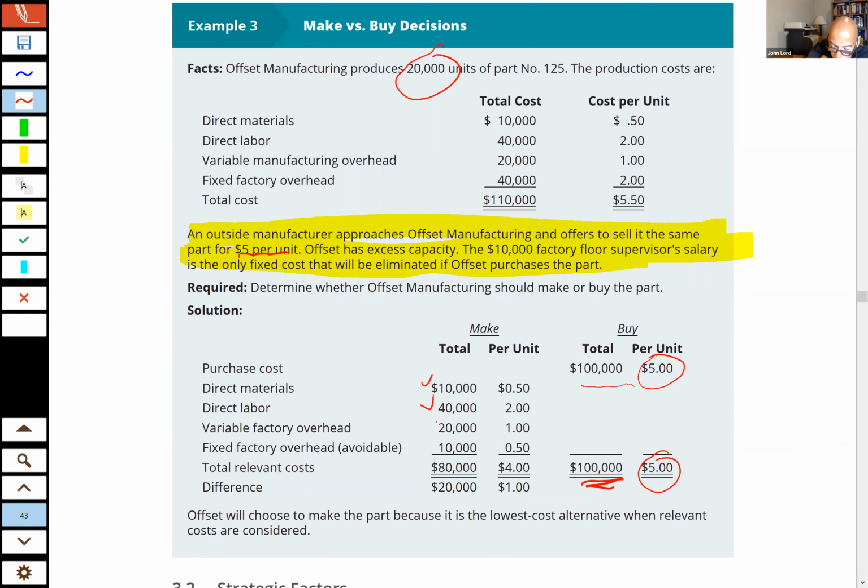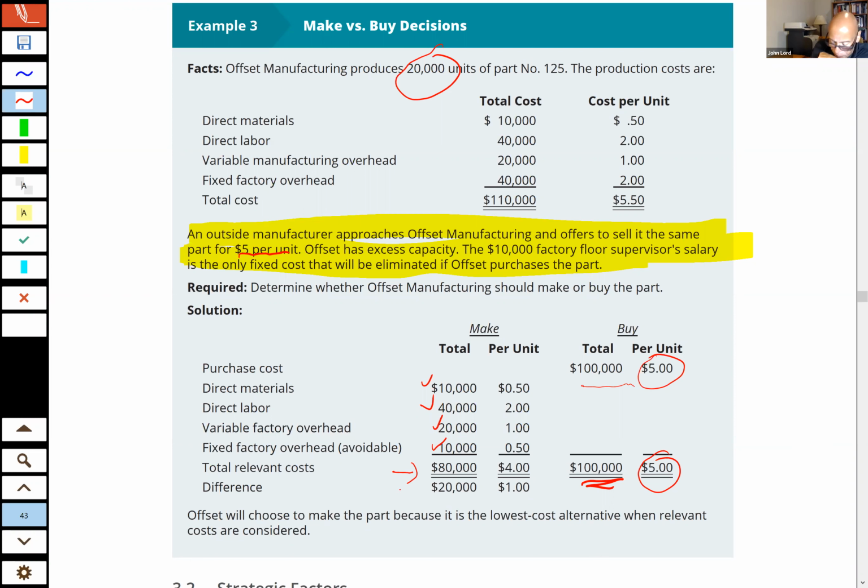The factory overhead will be there. The only thing that's going to change is that we'll have this 10,000 avoidable factory overhead that we will no longer be incurring. So the real cost of making this thing internally is 80,000. The remaining 30,000 is going to be there anyway, so it's not relevant to the decision. It's not an avoidable cost.